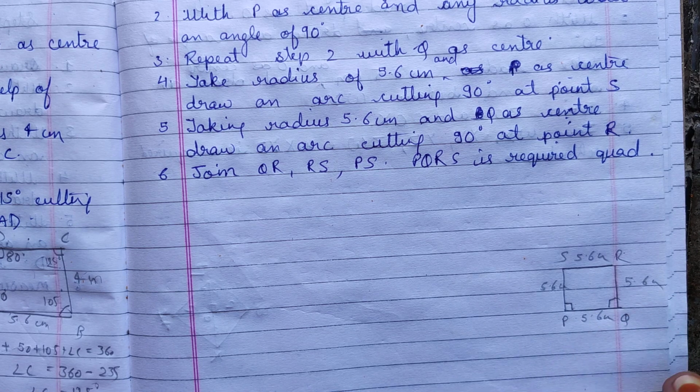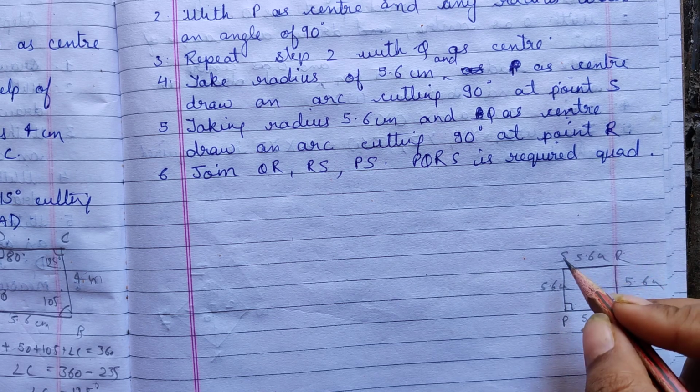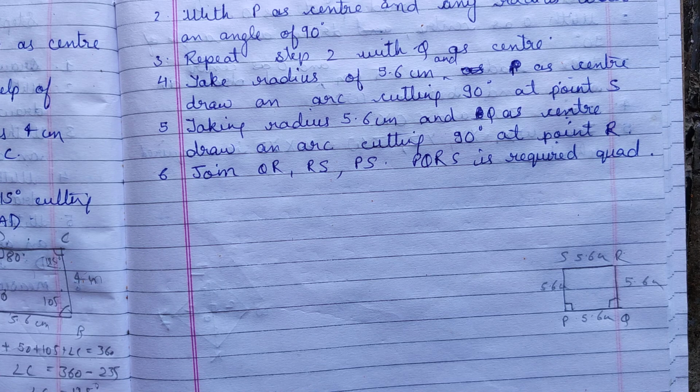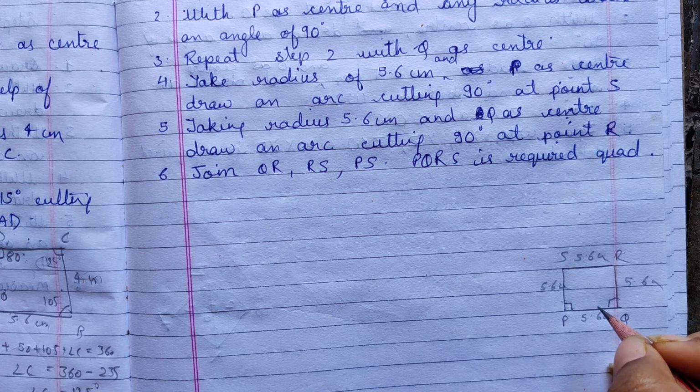So since it is a square, always keep in mind the properties of the quadrilateral you are constructing. All the sides will be equal because all sides of a square are equal. So 5.6, 5.6, 5.6 and 5.6. Also all the angles of the square are 90 degree each, so you need to mark 90 degree also.